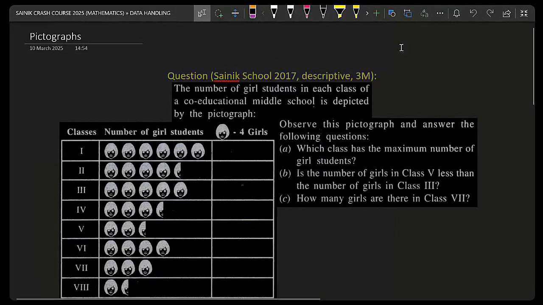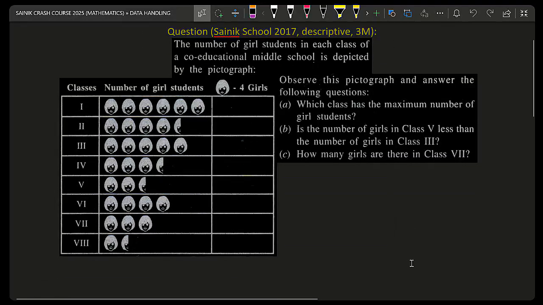First, pictographs. About these pictographs we already discussed. So there is a picture used and the scale will be given. So one picture is showing you how many articles. Based on that we are going to answer. So in the 2017 paper in descriptive manner you got this question for 3 marks.